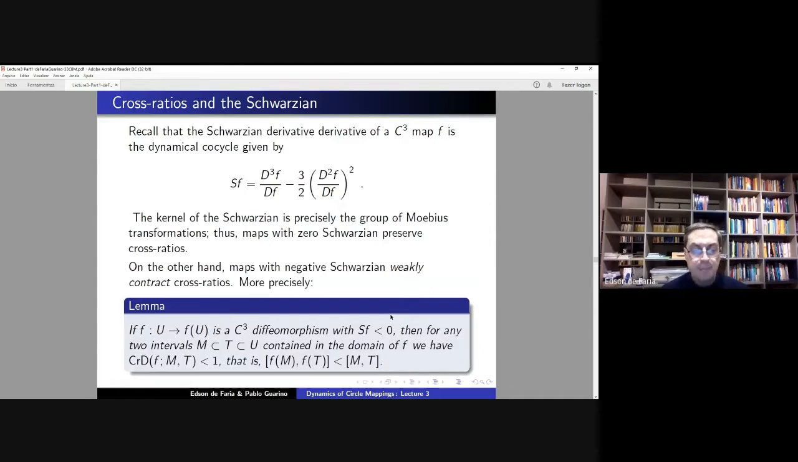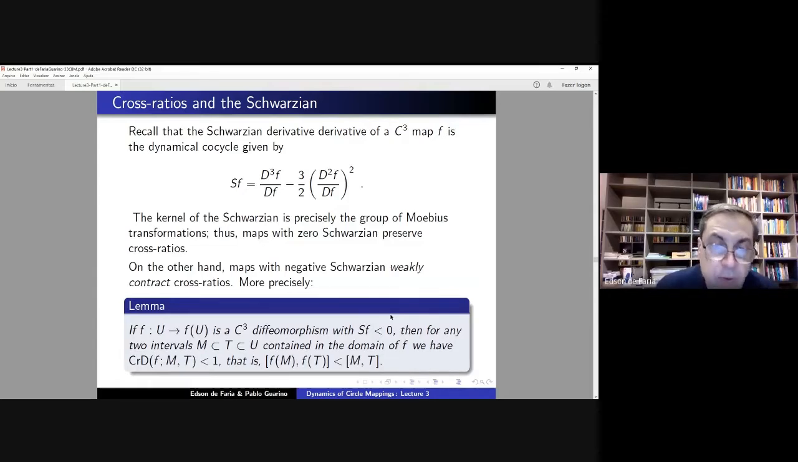More precisely, this is the lemma. Suppose you have a C3 diffeo that has negative Schwarzian derivative on some open set on the unit circle, or could also be on the real line. Then for every pair of intervals M and T contained in this domain, always with M compactly contained in T, the cross ratio distortion of F on these two intervals is always strictly less than 1. In other words, the cross ratio of the image pair of intervals is strictly less than the cross ratio in the domain, okay?